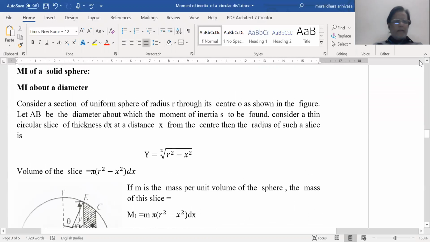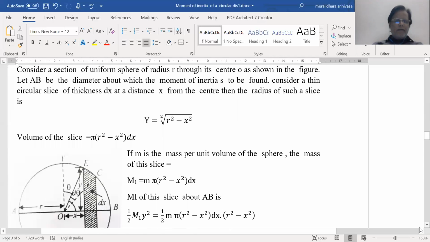So, solid sphere again. For the moment of inertia of a solid sphere, what we do is we consider a section of the uniform sphere of radius r through its center O as shown in the figure.